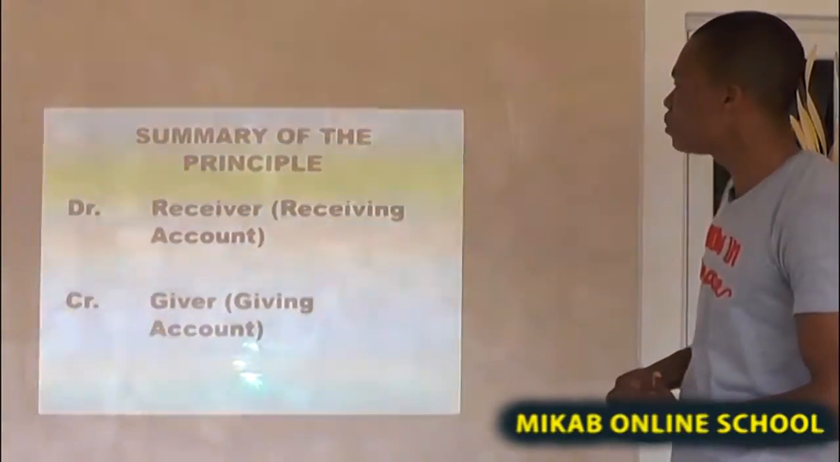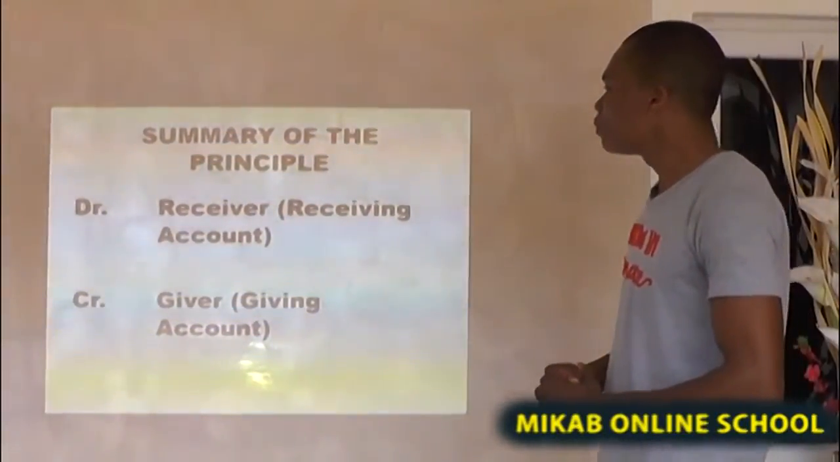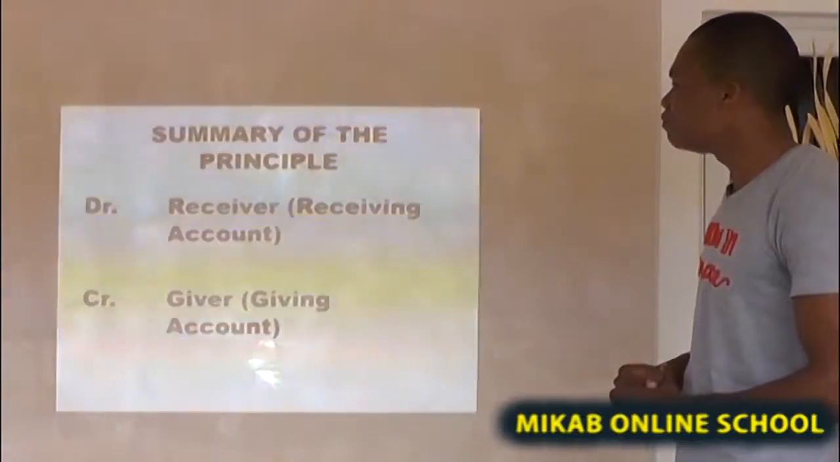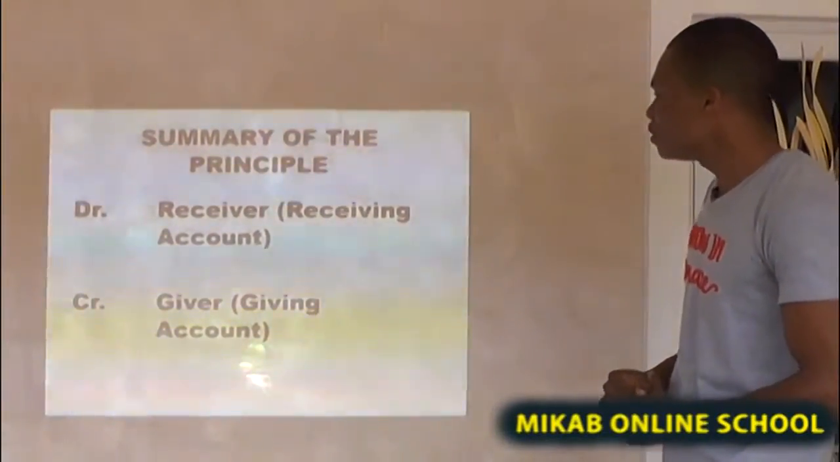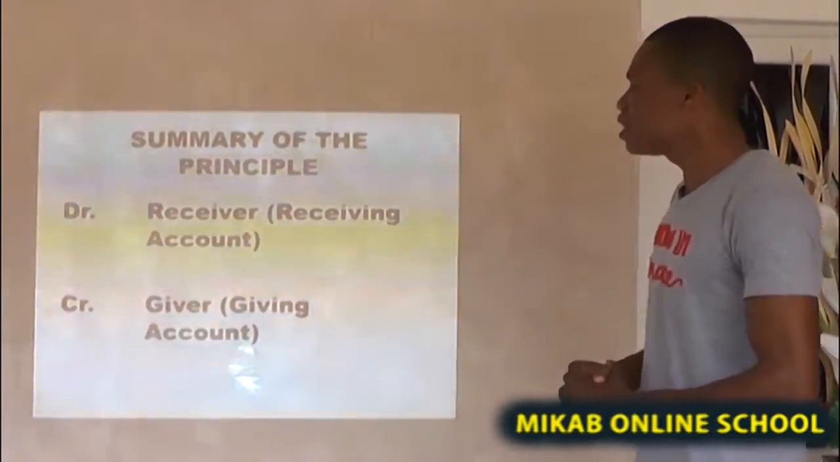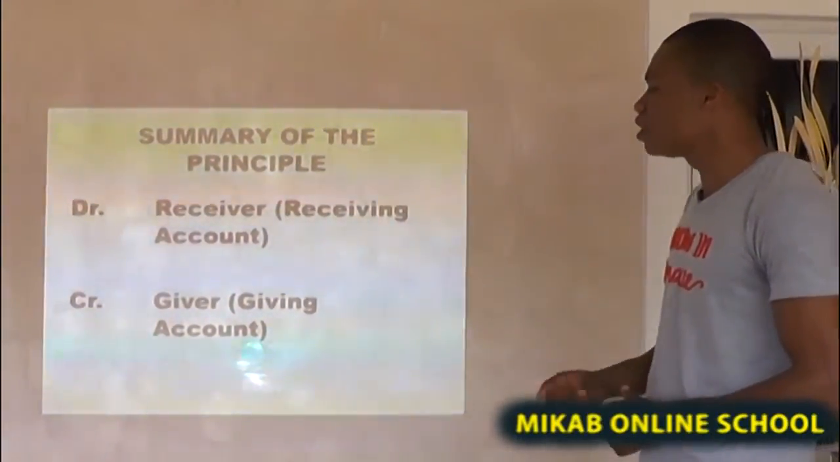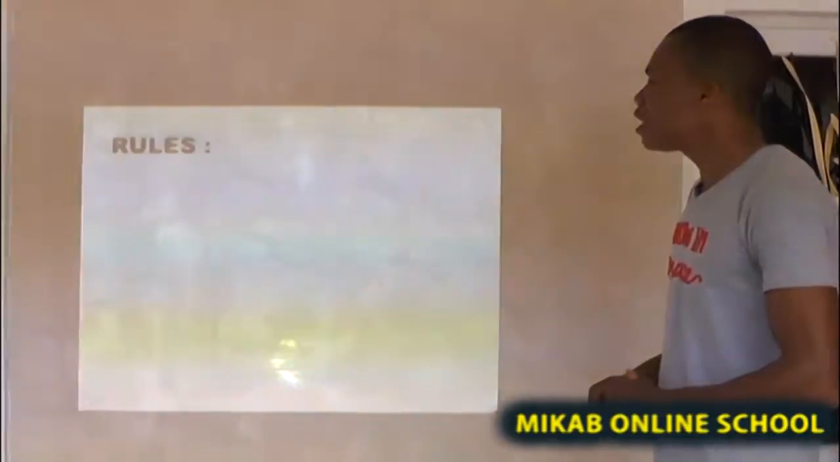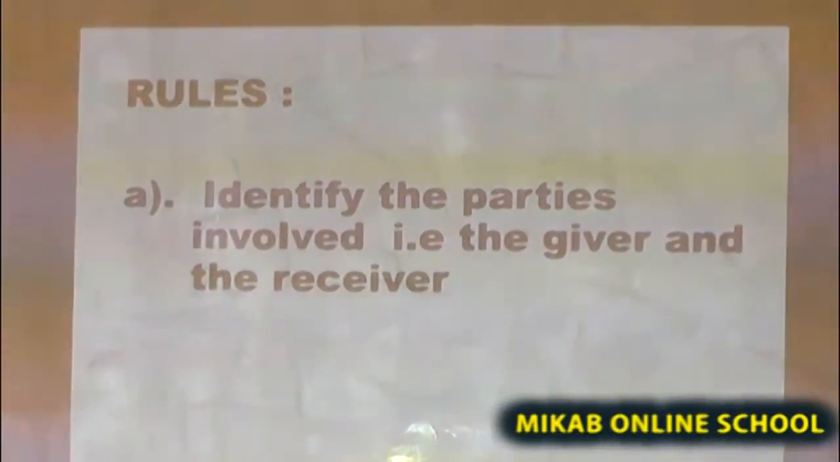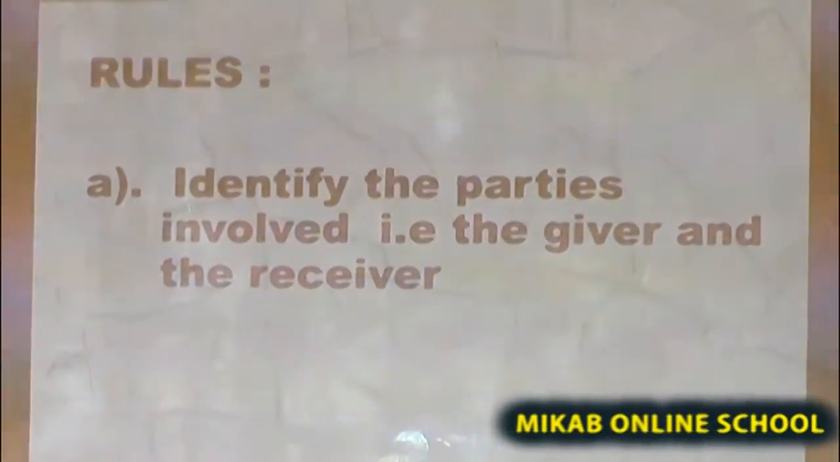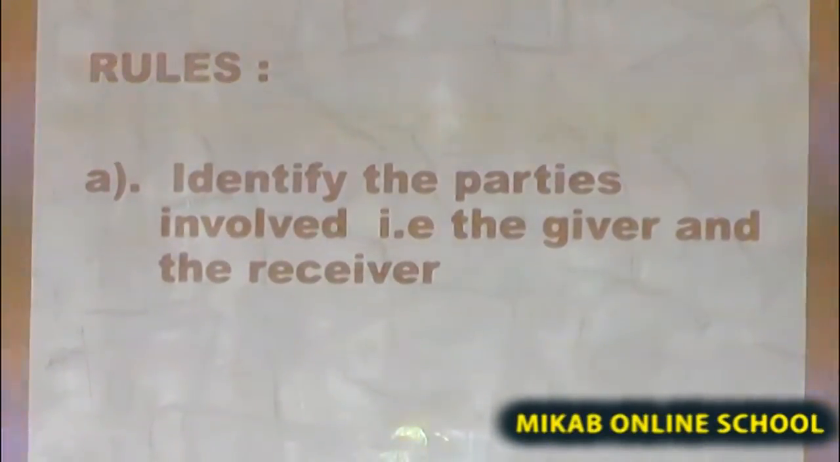Now, let us see a summary of the principle. The two parties that are involved are the receiver, the receiving account, and the giver, the giving account. There are rules that govern the double entry principle. While applying it, the following rules apply. Identify the parties involved, i.e. the giver and the receiver.